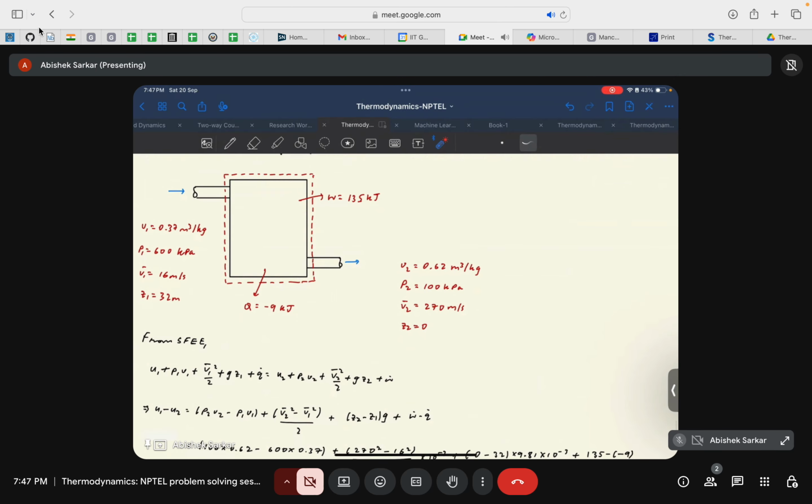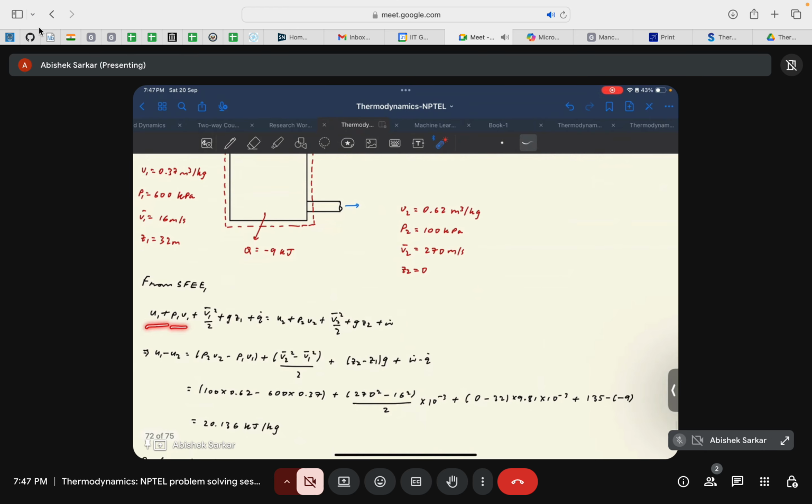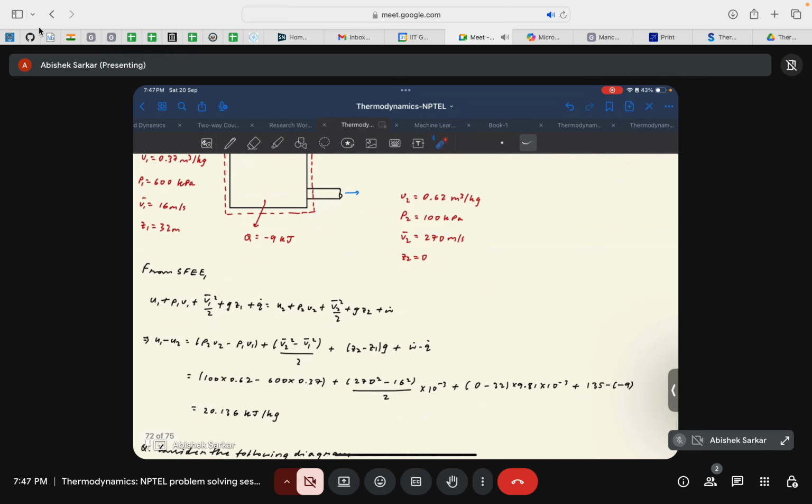Since they want internal energy, you will have to write in terms of internal energy and flow work. This is basically H1, but since they asked us to find the change in U1 and U1 minus U2, you need to dissociate this enthalpy in terms of the internal energy and the flow work. So u1 plus p1 v1 plus v1 square by 2 plus g z1 plus q dot is equal to u2 plus p2 v2 plus v2 square by 2 plus g z2 plus w dot. So you need to find u1 minus u2, or u2 minus u1, whatever you may like.